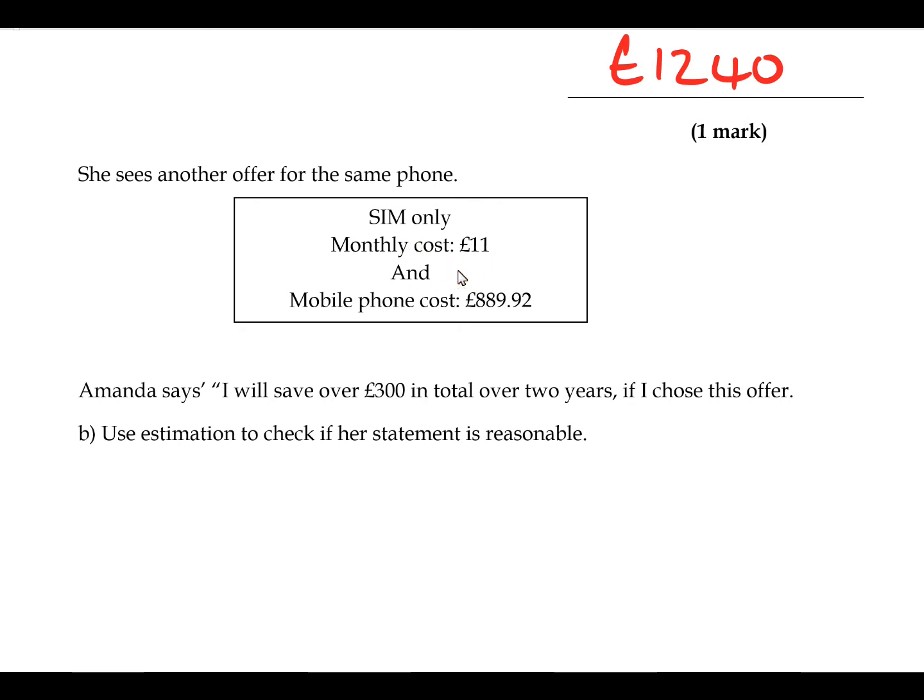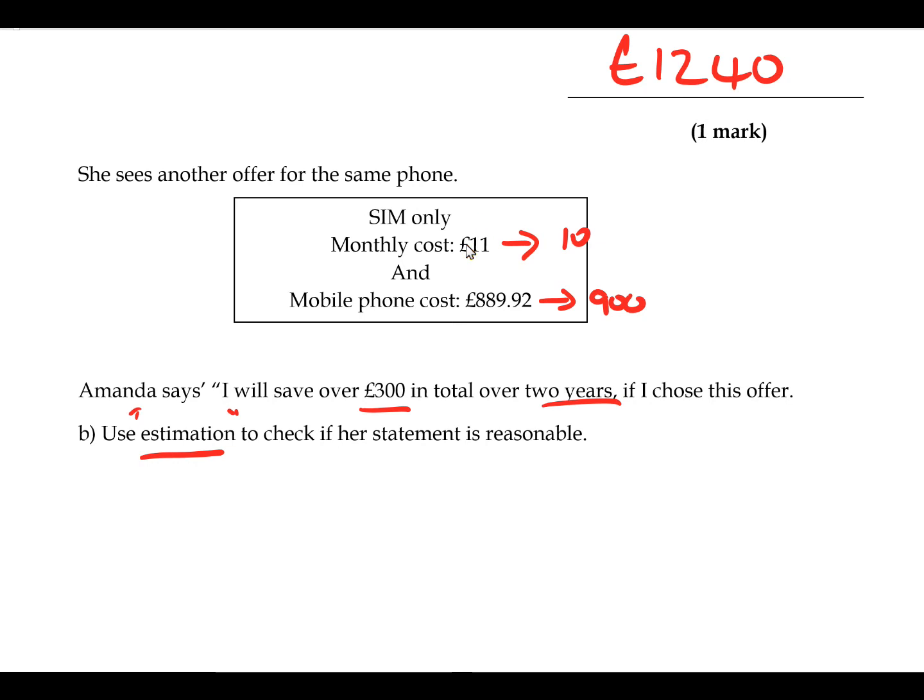The next part shows that she sees another offer at the same phone, but this time it's a SIM-only offer where the monthly cost is £11 and the mobile phone is £889.92. So Amaya says that I will save over £300 over the 2 years if I choose this offer. So we need to use estimation again. So our £11 becomes 10 and our £889.92 becomes £900.